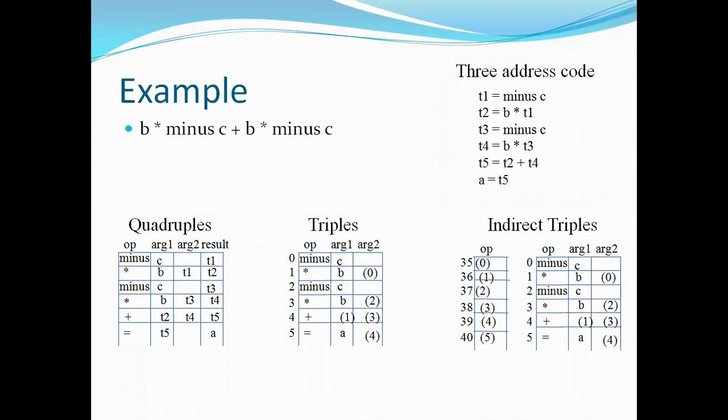And for the implementation of three address code, or explain the data structures of the three address code. Is it clear how to represent the tables for the quadruples, triples, and indirect triples?